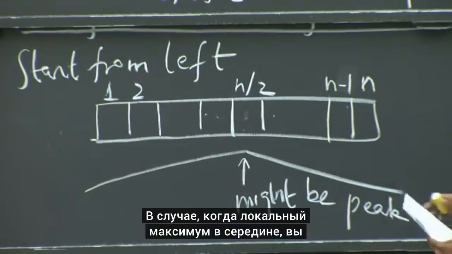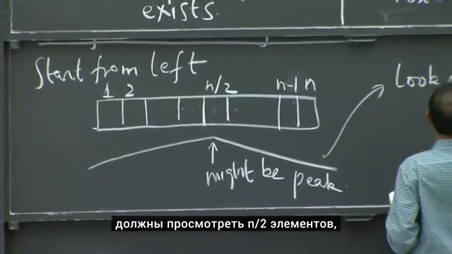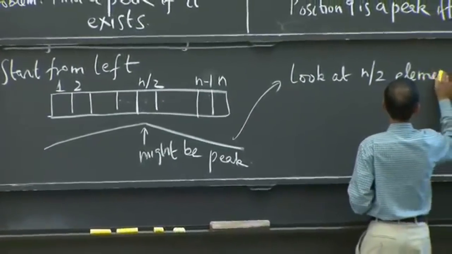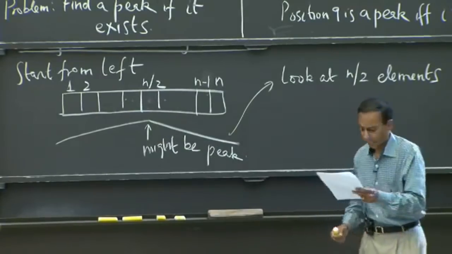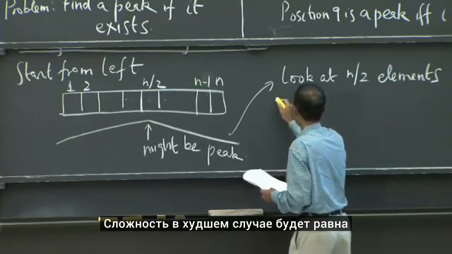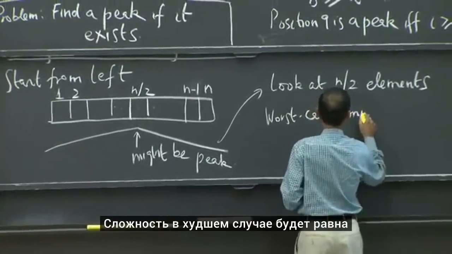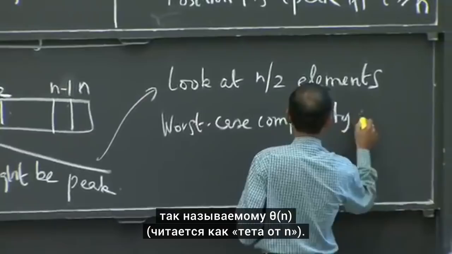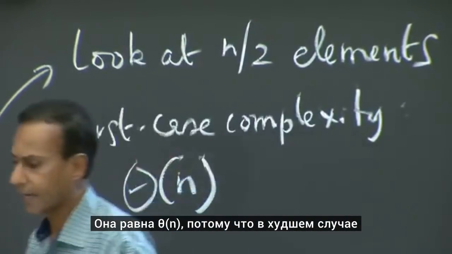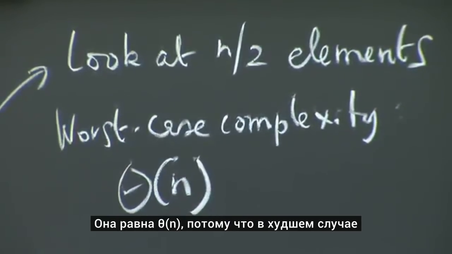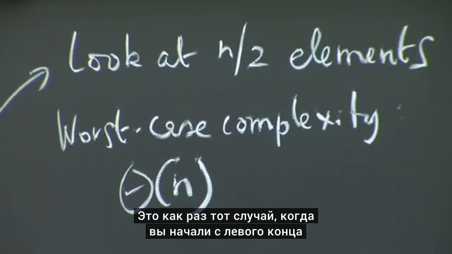in order to find the peak. So in the case of the middle, you'd look at n over 2 elements if it was right in the middle. And the worst case complexity is what we call theta n. And it's theta n because in the worst case, you may have to look at all n elements. And that would be the case where you started from the left and you had to go all the way to the right.